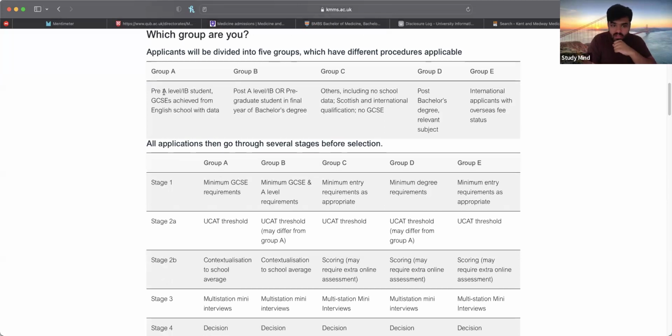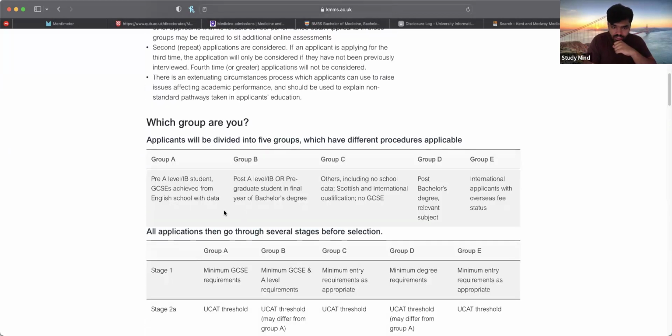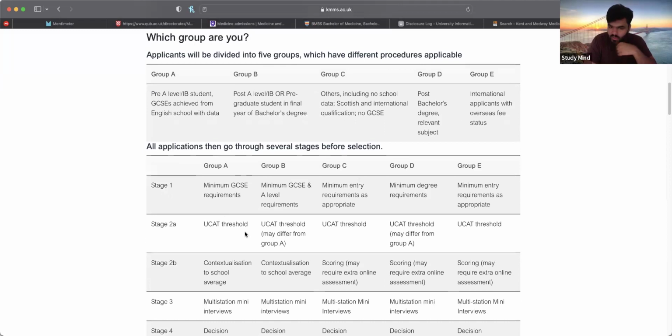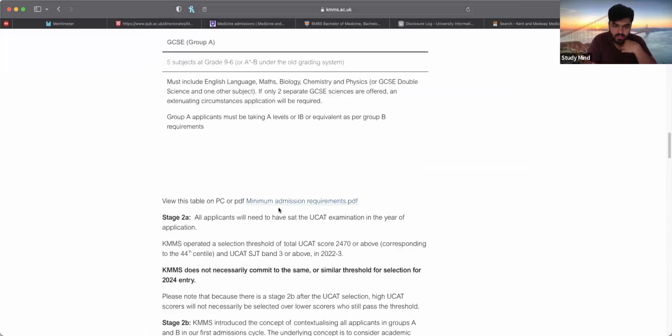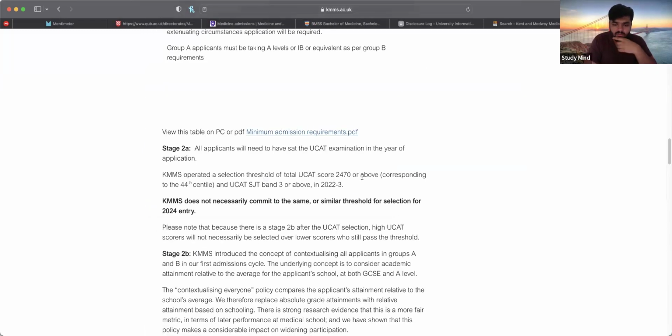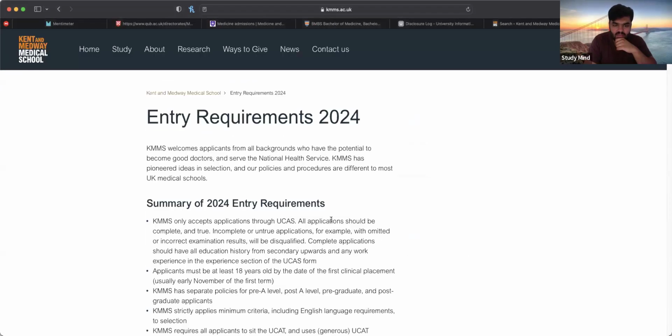So this student is predicted grades, so pre-A level, minimum GCSE requirements. Yep, checks out fine. UCAT threshold. Oh, where's the UCAT threshold? Maybe I should look around here. Okay, it was 2470 in 2022 to 2023. Interesting. Okay.